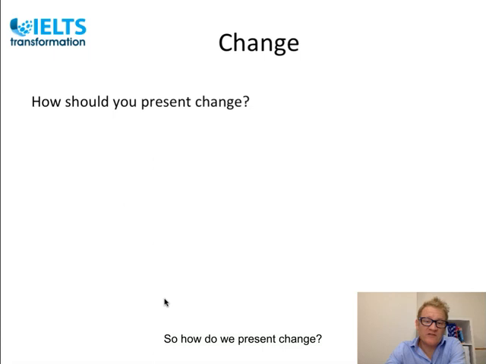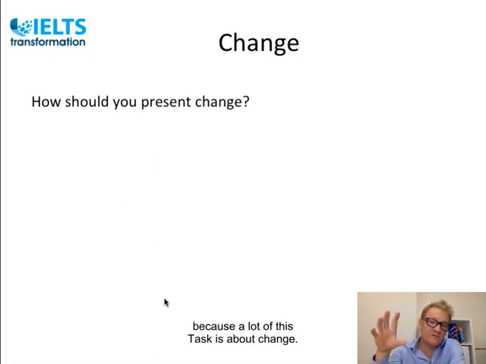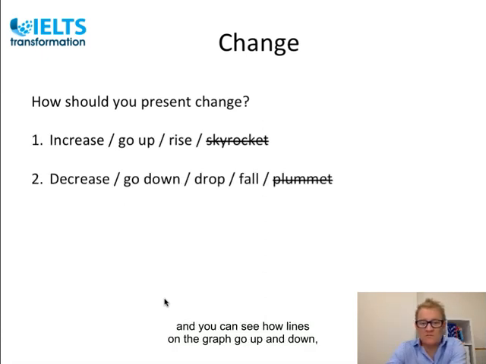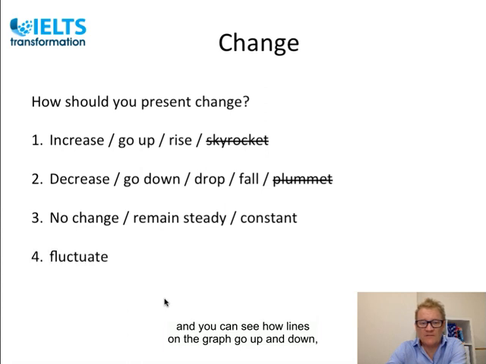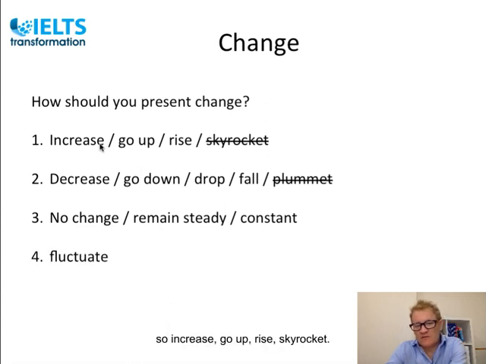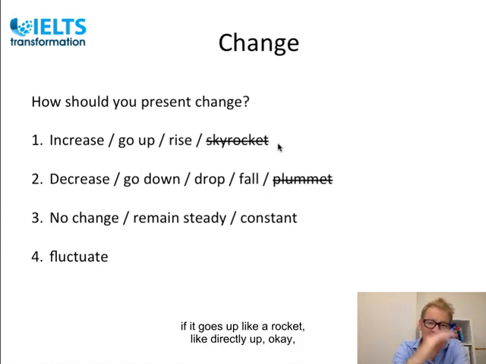So how do we present change? This is a big one, because a lot of this task is about change. They have different years, like in the graph before, and you can see how lines on the graph go up and down. So increase, go up, rise, skyrocket. Personally, avoid skyrocket. People don't know how to use it. If it goes up like a rocket, like directly up, okay. Equally, plummet means straight down.